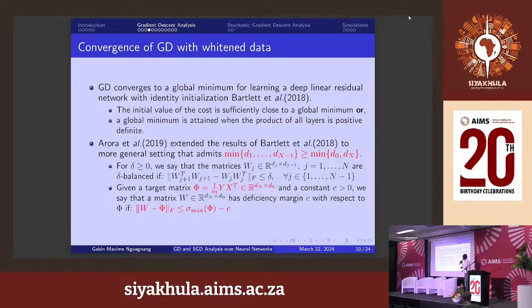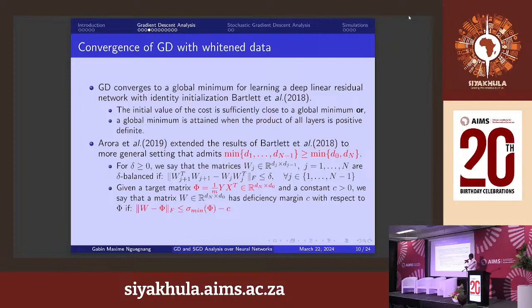But Arora et al., in order to develop their result, add a further condition at initialization, where W represents the factorized matrix of the network. This is the product of the last layer up to the first layer, and Phi is a target matrix that involves the output data and the input data. They say the factorized matrix W is deficient margin C if this inequality holds.